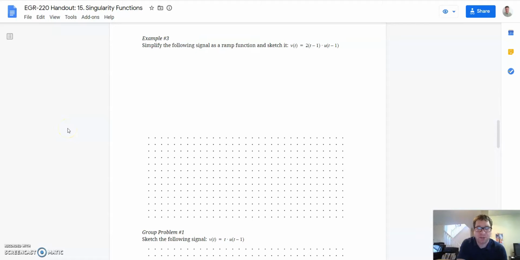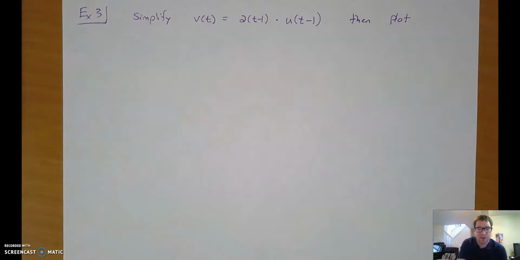In this video we'll be going over example 3. Example 3 asks us to simplify a signal function and then plot it. So I have rewritten it here. Basically we're going to simplify the function v of t is equal to 2 times (t minus 1) times u of t minus 1, and then we're going to plot it.